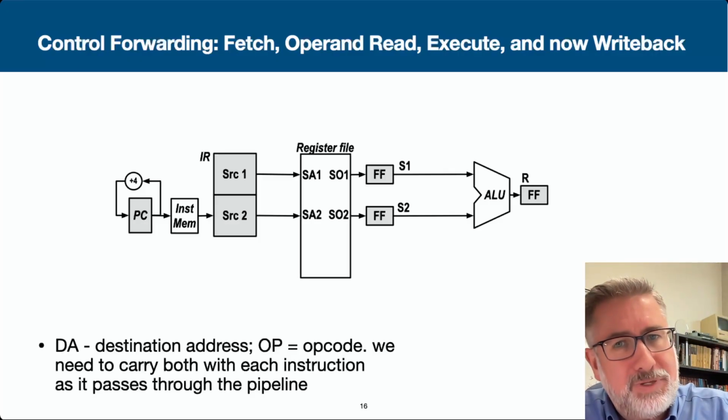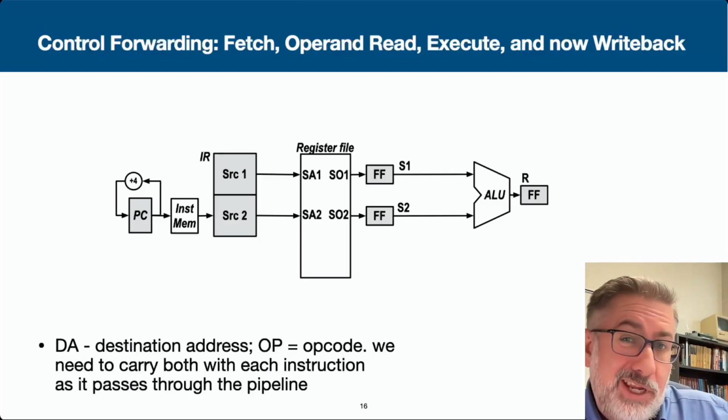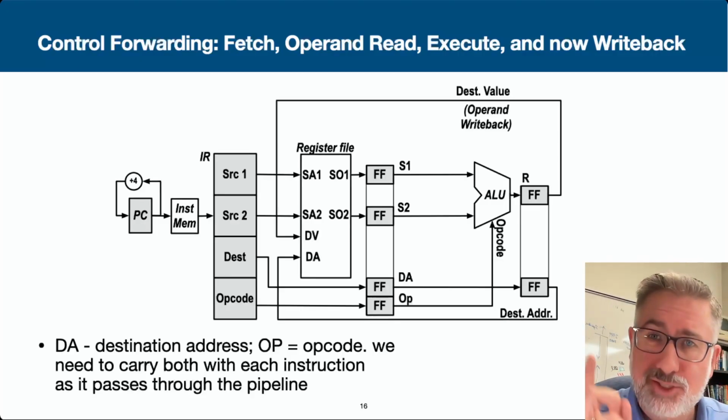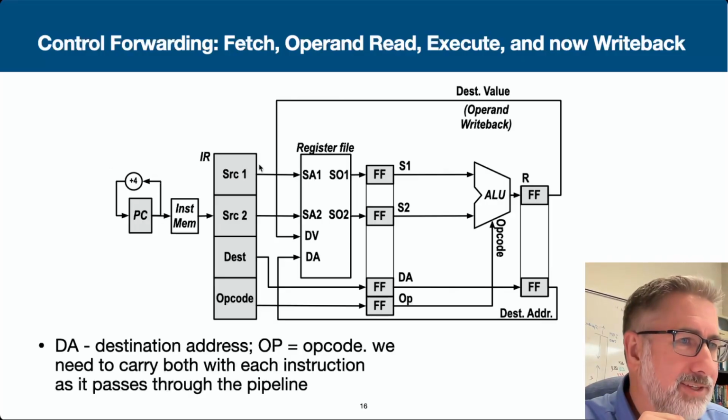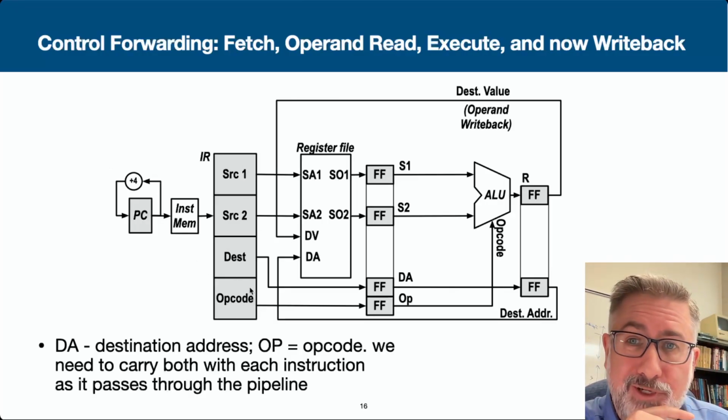Anything we want to be able to present to the execute stage, we have to put in the latch between the read stage and the execute stage. So it looks like this. And yeah, that's a lot to add. But what we've added here is two things. The opcode here that's going to carry along and tell the ALU what to do.